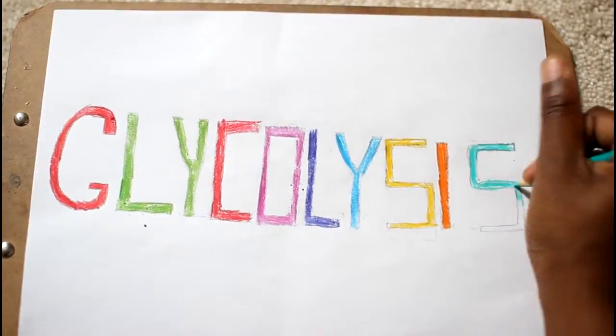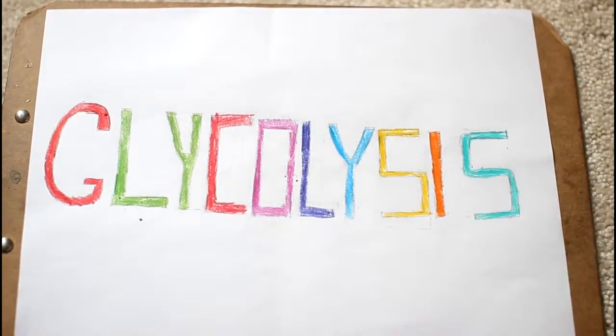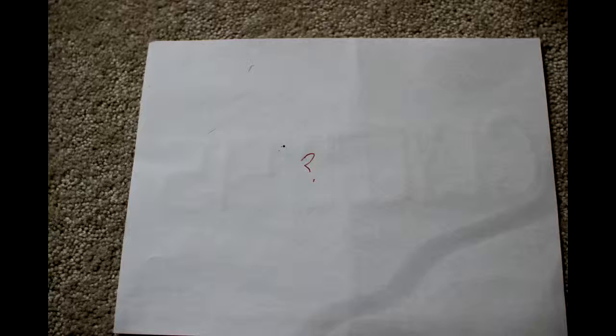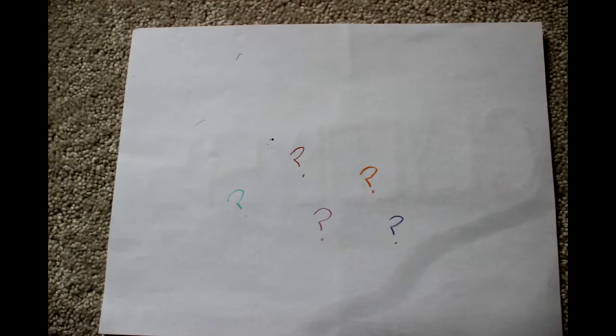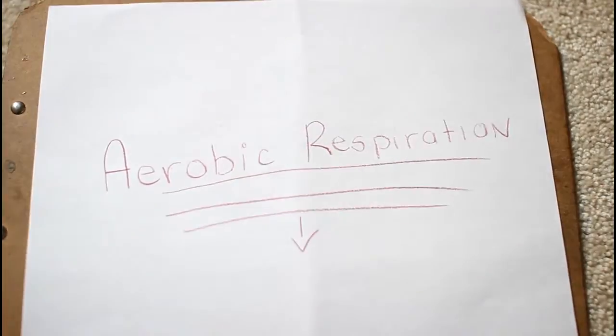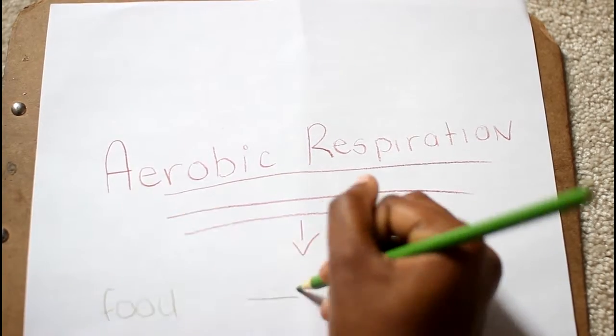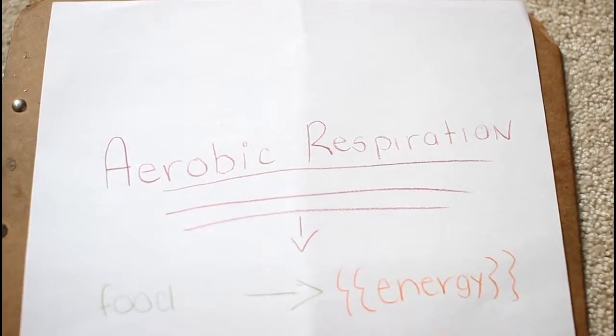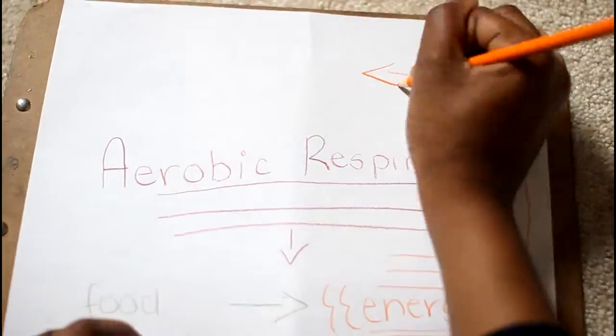So, what is glycolysis? Well, glycolysis is the way of life. It's part of cellular respiration that occurs in all living things. Glycolysis falls under anaerobic respiration, which is a process that extracts energy from food. Although respiration usually requires oxygen, in the case of glycolysis, it doesn't necessarily need it.